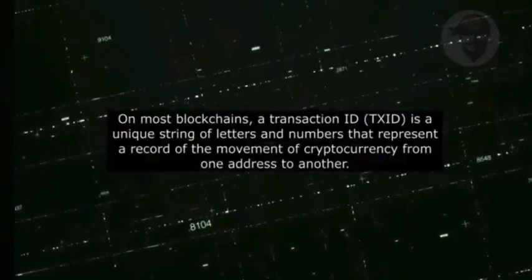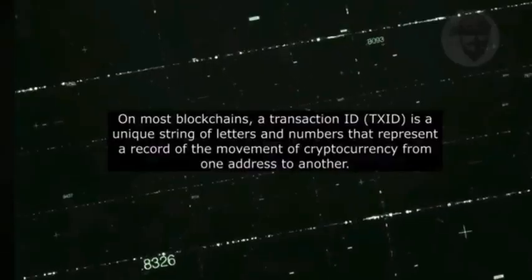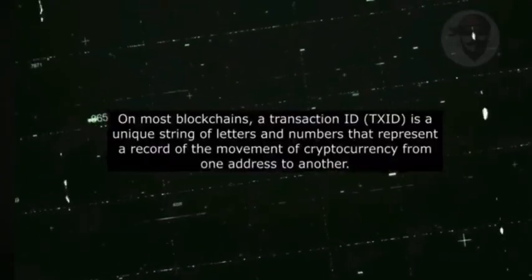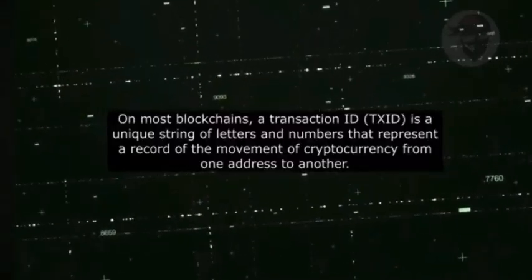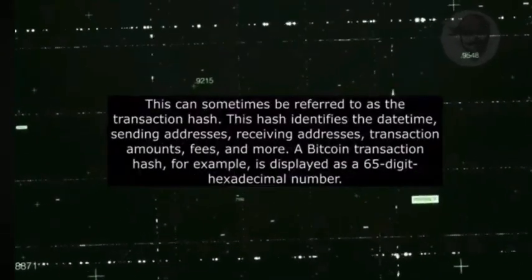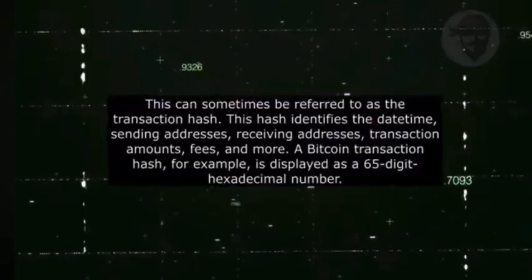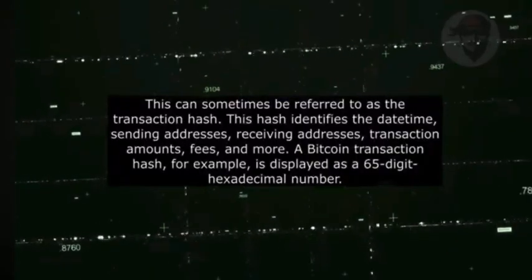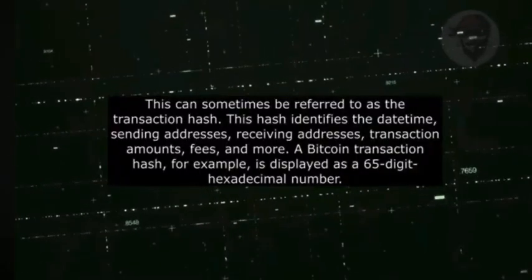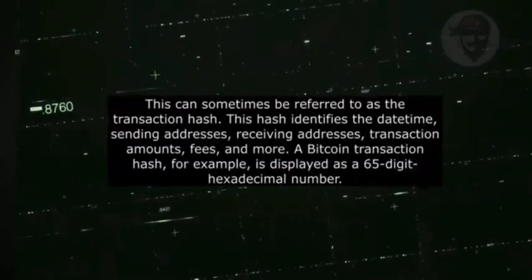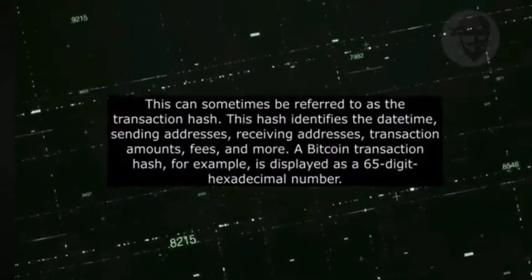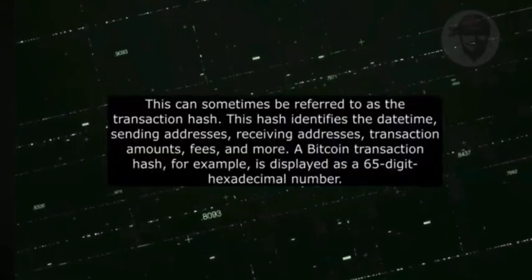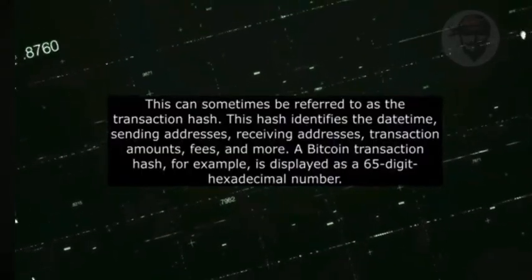On most blockchains, a transaction ID, TXID, is a unique string of letters and numbers that represent a record of the movement of cryptocurrency from one address to another. This can sometimes be referred to as the transaction hash. This hash identifies the date, time, sending addresses, receiving addresses, transaction amounts, fees, and more. A Bitcoin transaction hash, for example, is displayed as a 65-digit hexadecimal number.